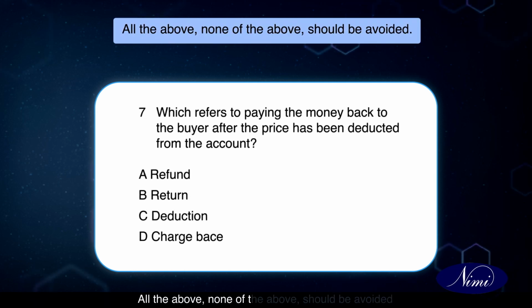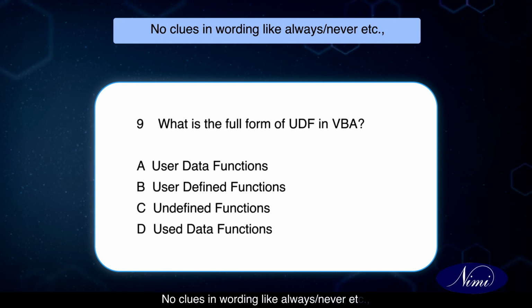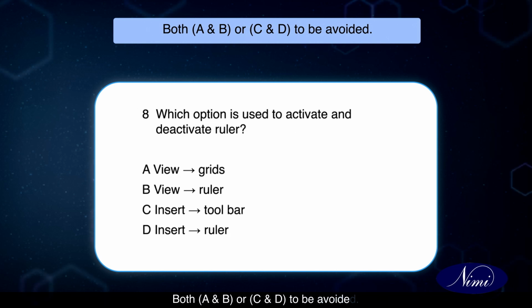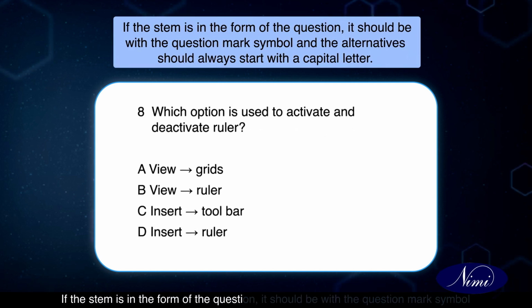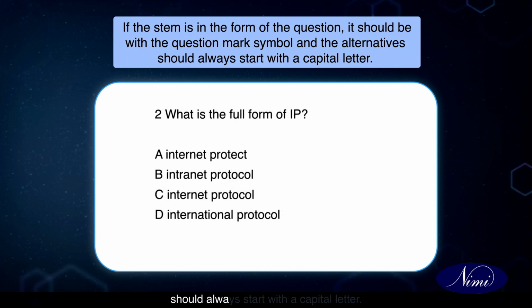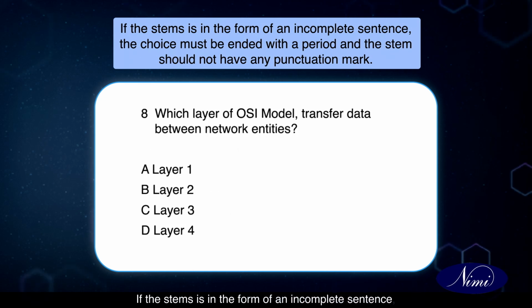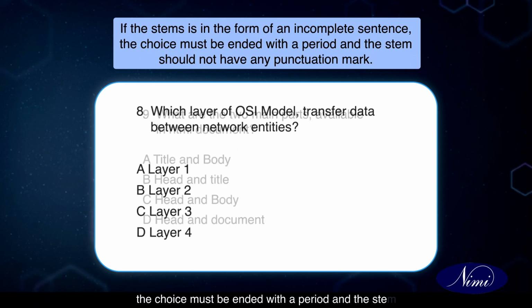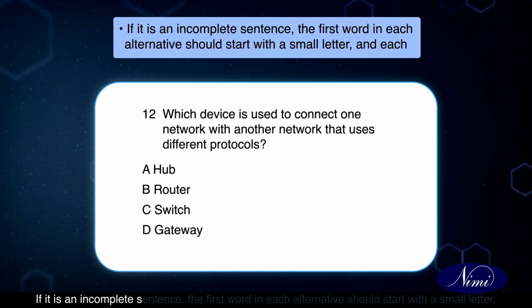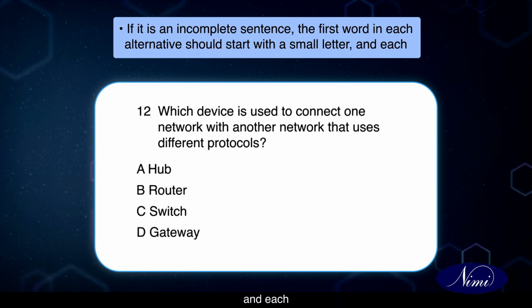All of the above, none of the above should be avoided. No clues in wording like always, never, etc. Both A and B or C and D are to be avoided. If the stem is in the form of a question, it should end with a question mark, and the alternatives should always start with a capital letter. If the stem is in the form of an incomplete sentence, the choice must end with a period, and the stem should not have any punctuation mark. If it is an incomplete sentence, the first word in each alternative should start with a small letter.